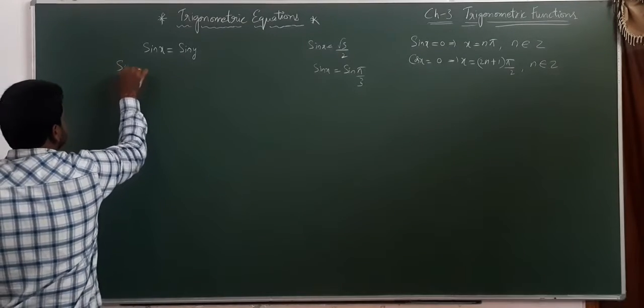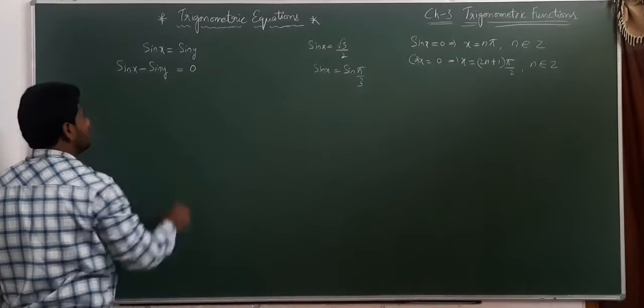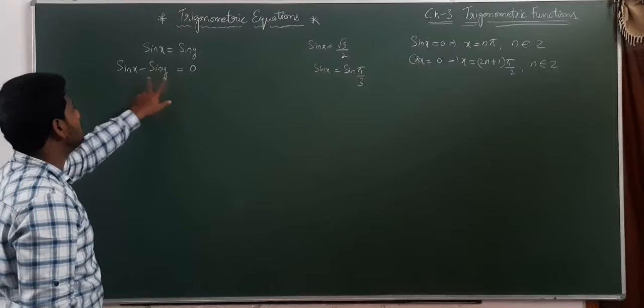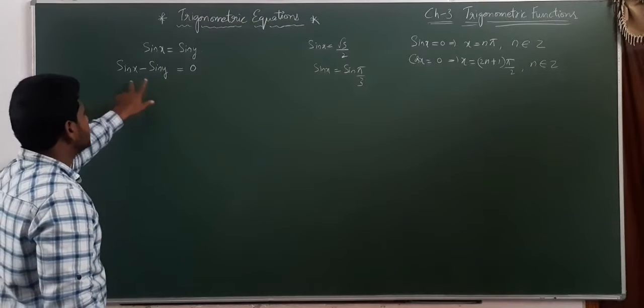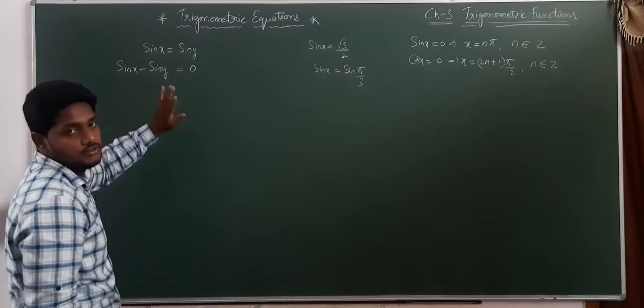See, this sin x equal to sin y I will write as sin x minus sin y, which will be equal to 0. Right? If both are equal, that subtraction is nothing but equal to 0. We have a formula for sin x minus sin y equal to 0.